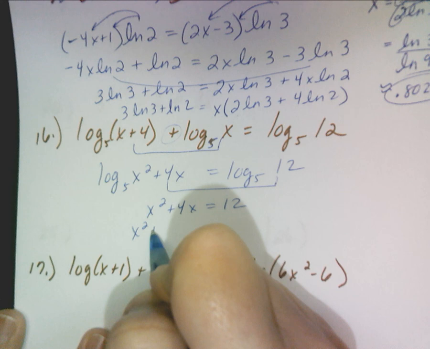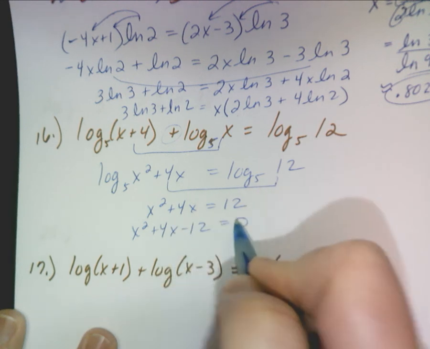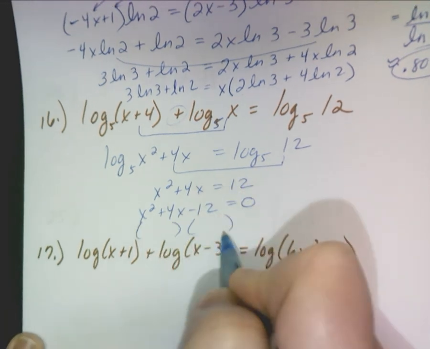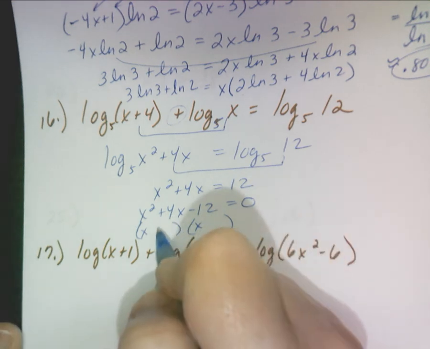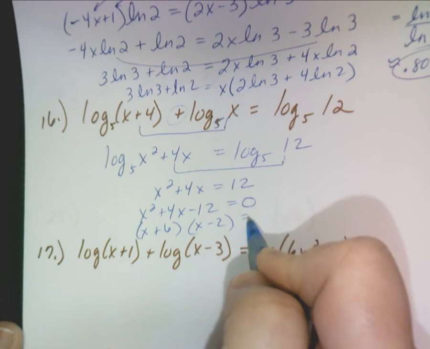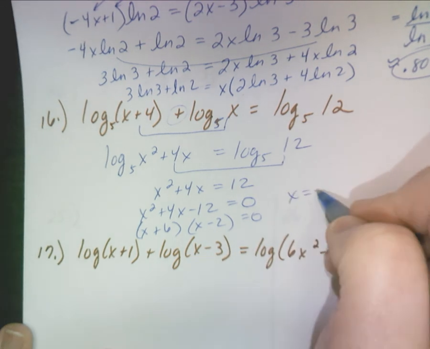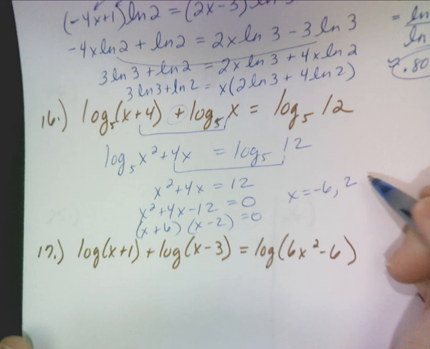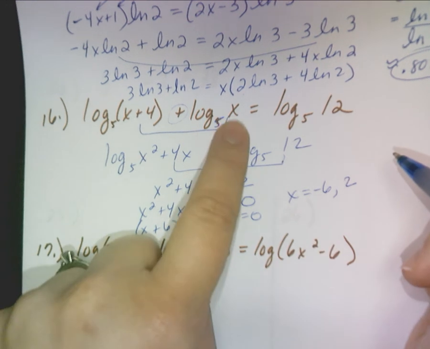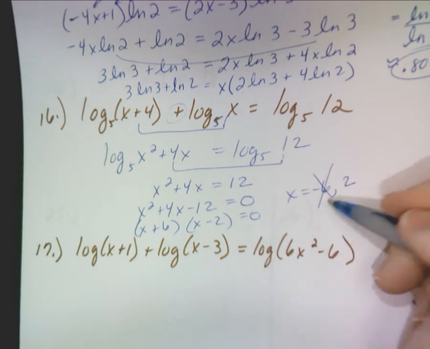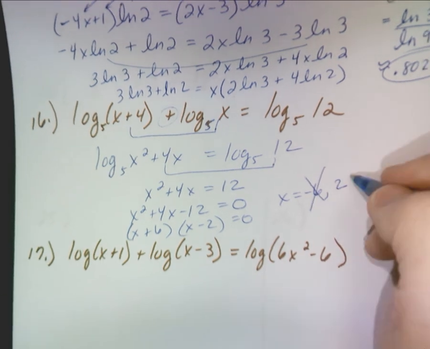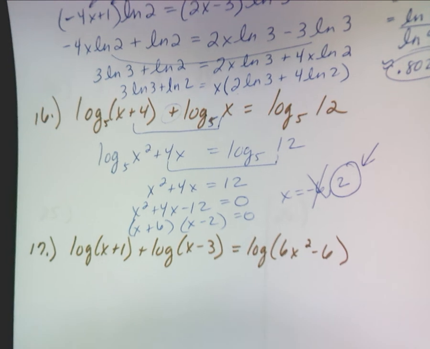And I'm going to set it equal to 0. And I'm going to factor it. Two numbers that multiply to negative 12, but add to 4 is a positive 6 and a minus 2. So x can be negative 6 or 2, but check. Can I make x to be negative 6 and not get a negative here? Nope. But 2 is good. So 2 is your only answer.